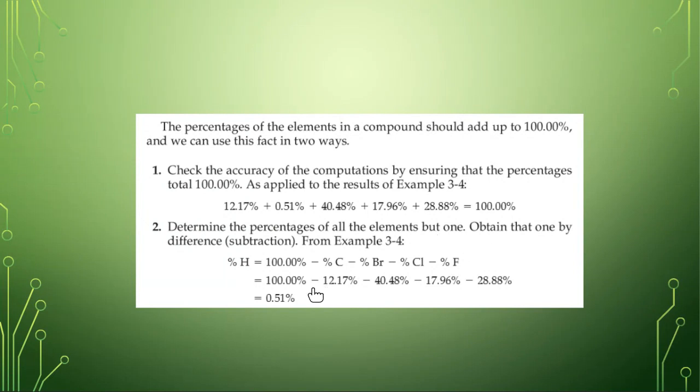The second way is to determine the percentage of all of the elements but one that you don't know. So, for example, you know the carbon, bromine, chlorine, and fluorine, but you don't know the hydrogen atoms' percentage. What will you do? 100 minus all of these elements, and then you can easily find how many percent of hydrogen atoms. This is only maths.